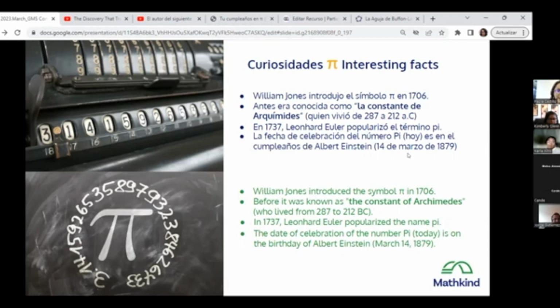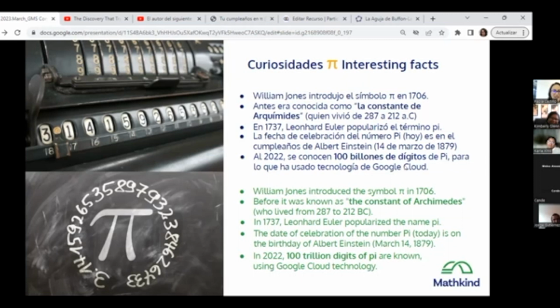Today, March 14th, we celebrate the day of pi, because in countries where you first write the day and then the month, it would be the 3rd, 14th, like in the US, where you first write the month and then the day. Something interesting is that Albert Einstein was born on that date, March 14th, 1879. As I told you, people took years and years trying to find one more digit. In 2022, this record was broken.